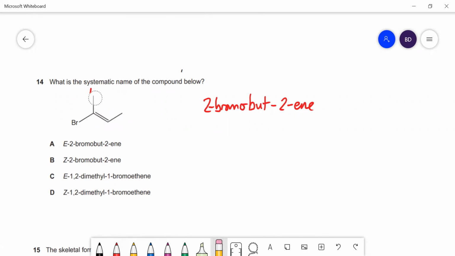Now we need to think, is it the E or the Z isomer? Okay, so right, let's think about the two groups attached to the green carbon there. It's got a methyl group here, which is 15 mass, and then we've got a bromine, so that's much heavier, so that's the highest priority group there. Let's think now about this other carbon. It's got a methyl group here, and it's got a hydrogen there. Obviously the methyl is the higher priority, so the two high priority groups are on opposite sides, so that's the E form, so it's E-2-bromobut-2-ene.